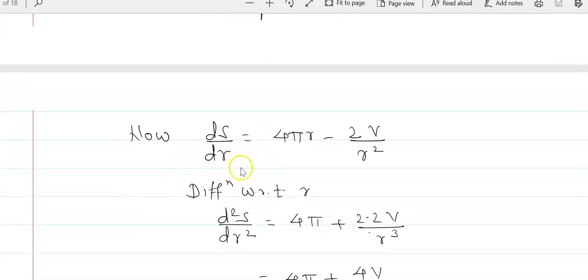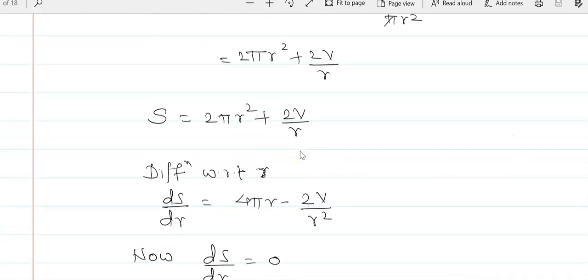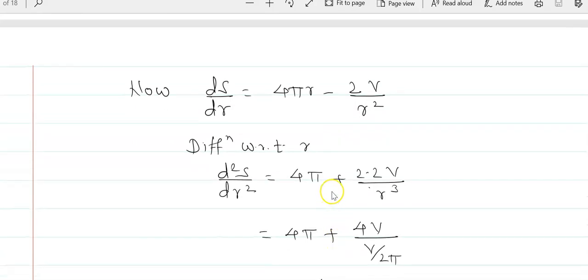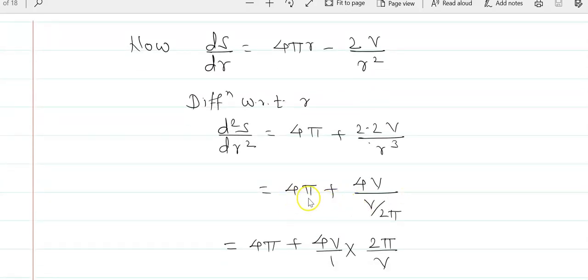Now, ds upon dr is equal to, what we have calculated here, 4 pi r minus 2v upon r square. Now, we will find its second derivative, that is d2s upon dr square is equal to 4 pi. And the derivative of 1 upon r square is minus 2 upon r cube. And this minus and that minus will become plus, and that's why I had written plus here. Therefore, d2s upon dr square is equal to 4 pi plus 4v upon r cube.